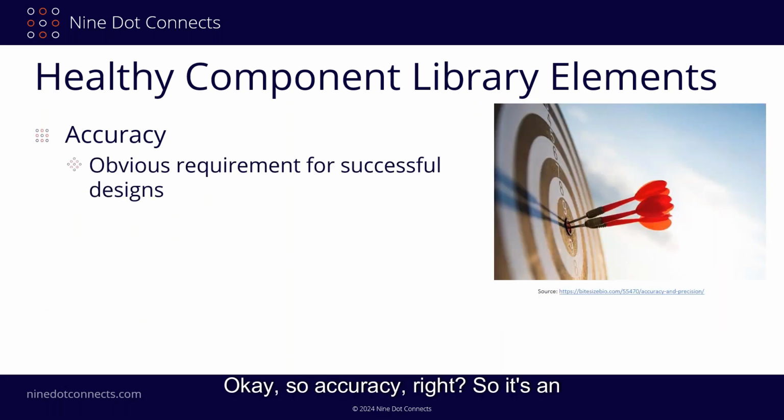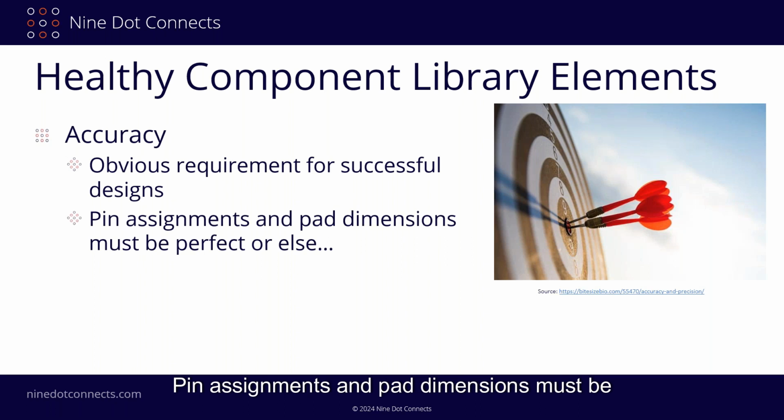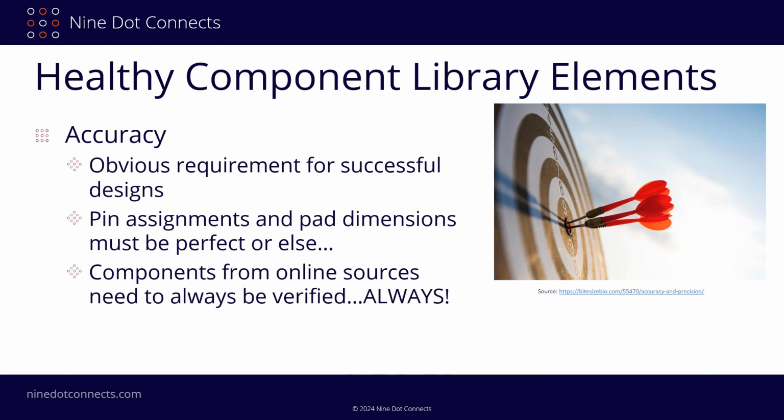Okay, so accuracy, right? It's an obvious requirement for successful designs, accuracy of your footprint and your symbol. Pin assignments and pad dimensions must be perfect or else, and that is never going to be a good thing, right? It's either telling your boss that we're going to have to respin a board because a part doesn't fit on the board, or it might be telling the marketing and sales director that we're going to be a month late because we've got to respin. Or it might be telling your manufacturing that they're going to be doing a lot of hand soldering or jumper wiring or something like that. Any one of those are no good. So that's why accuracy is just so super important.